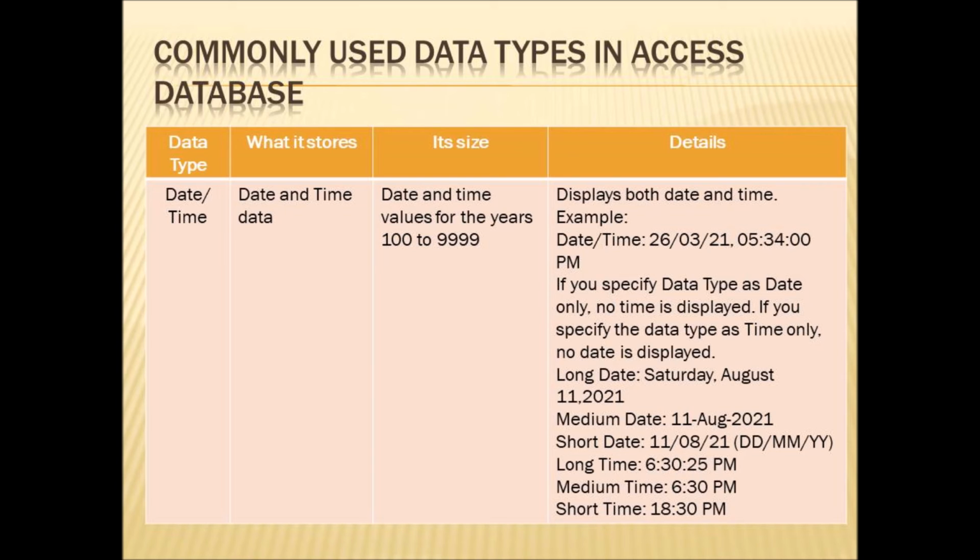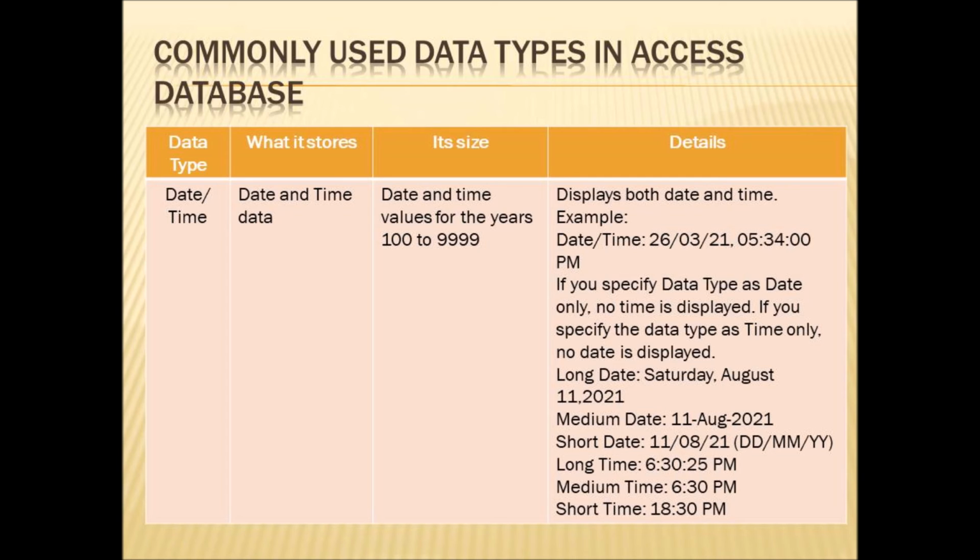Now see the example given in details column. If you specify date or time, it will display both date and time. If you specify only date, it will not display the time. If you specify only time as data type, it will not display the date. Long date will be displayed as Saturday, August 11, 2021. It is an example.